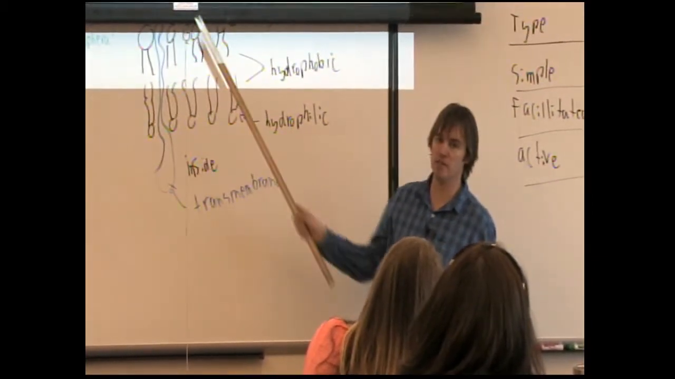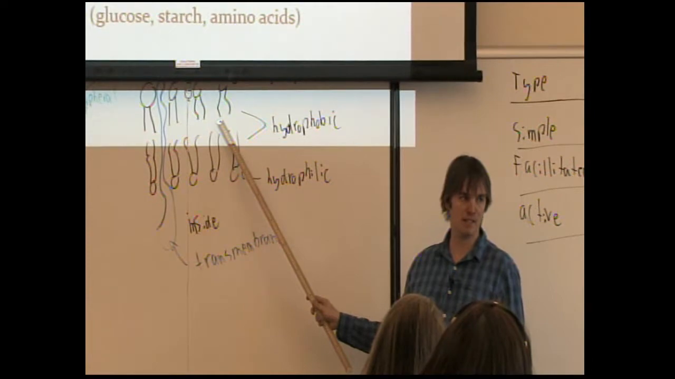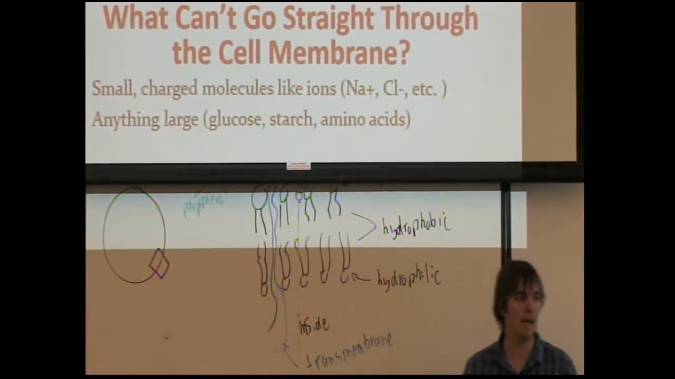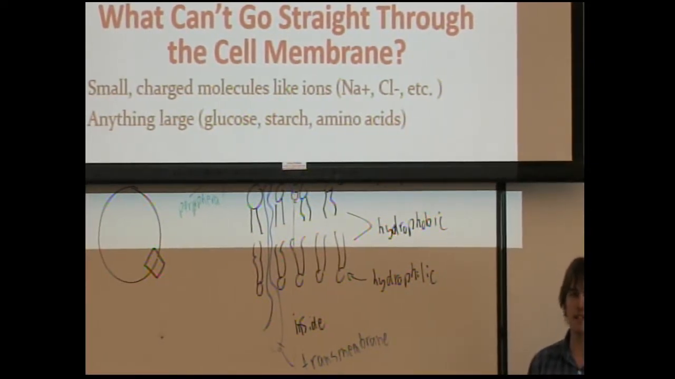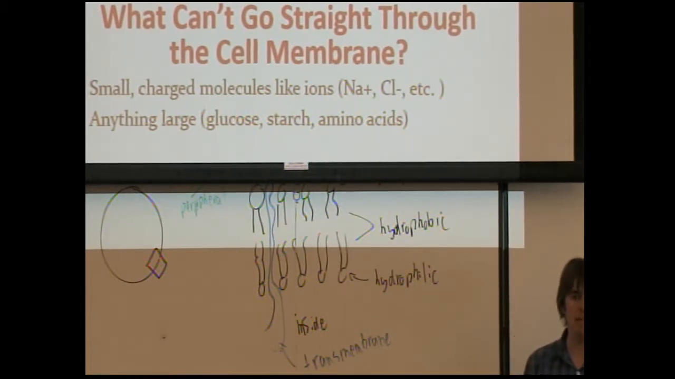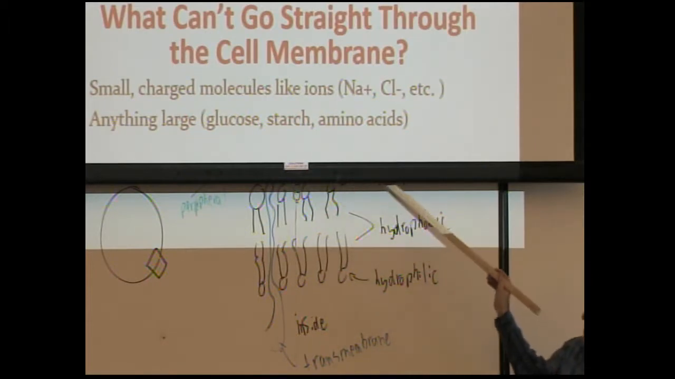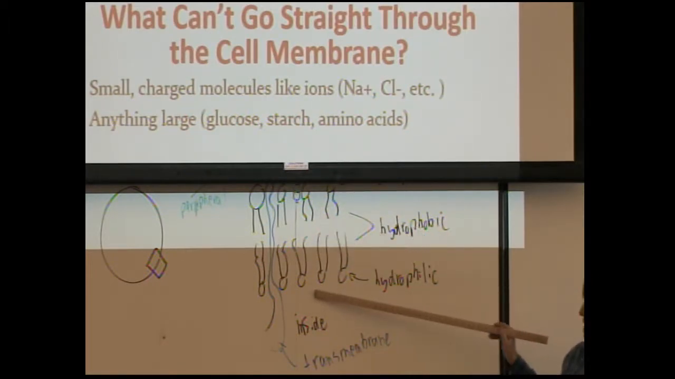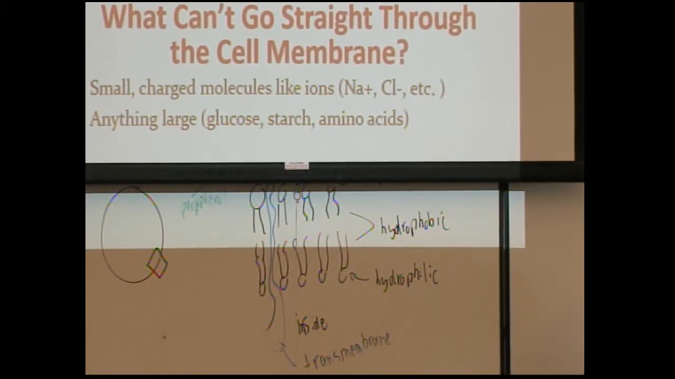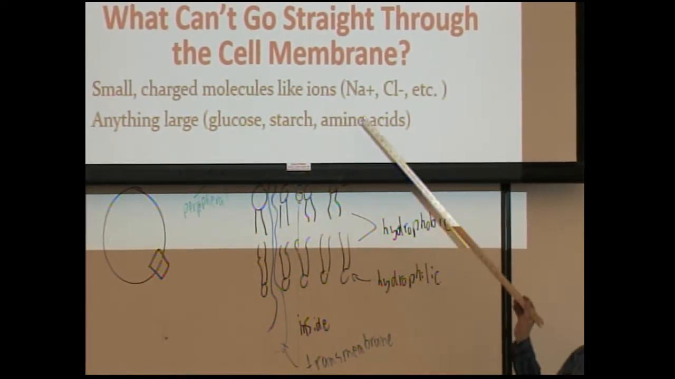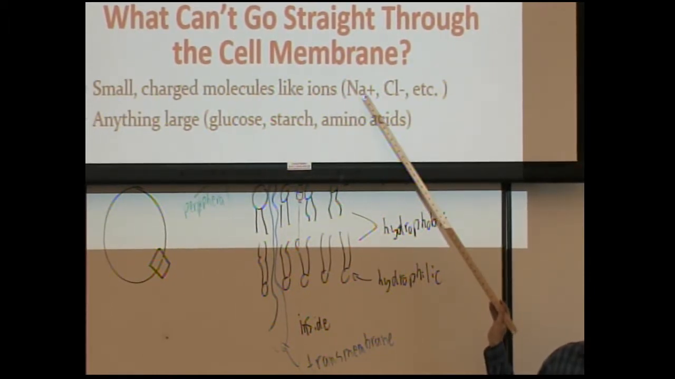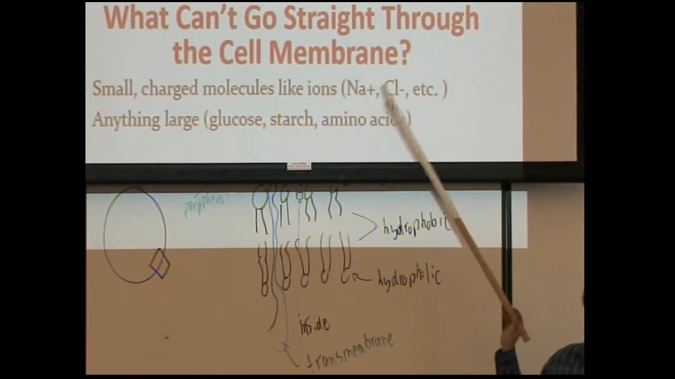Anything too large can't fit. That's pretty obvious. Now the confusing one is the small charged molecules. They are so hydrophilic that they're too attracted to the water, and they'll never go through these tails. Because they're so attracted to the water, they stay up above, or they stay inside. Because they're fully charged, very, very attracted to water. So it's not just size. Because ions, how many atoms is one Na plus? That's one atom. So it's very small, but it's charged, so it can't go through the membrane by itself.